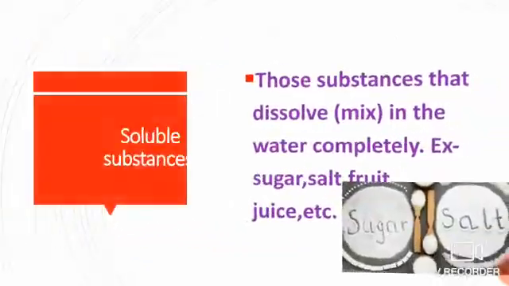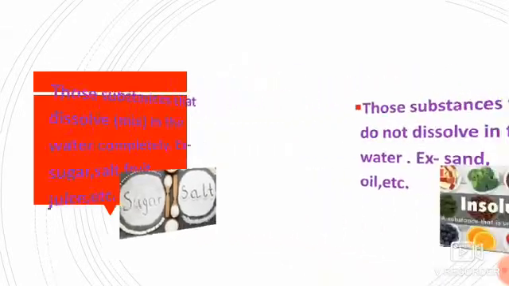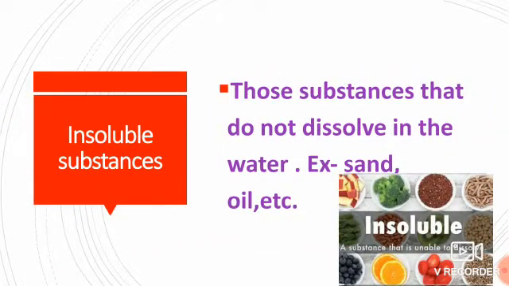Now, let us learn more about the topic in detail. Soluble substances: those substances that dissolve or mix completely in water are called soluble substances. Examples: sugar, salt, fruit juice, vinegar, etc. Next are insoluble substances. Those substances that do not dissolve in water are called insoluble substances. Examples: sand, oil, pulses, etc.